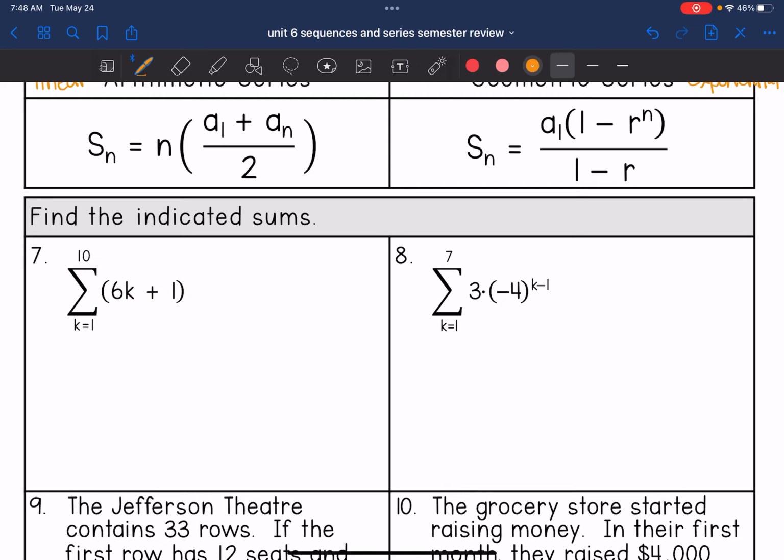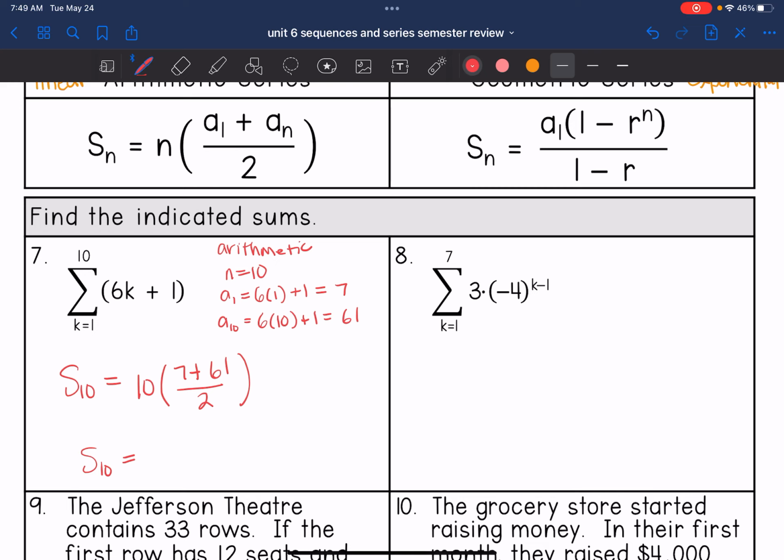I need to know a sub 1. So to find a sub 1, use that formula and plug in 1 where the k is at. So that gives me 7. And I need to know a sub n. But if n is 10, I need to know a sub 10. So plug in 10 to that formula, and that gives me 61. So now I have everything I need to go in the formula. We can plug these numbers in. So s sub 10 equals 10 times (7 plus 61) divided by 2. And we're just going to put that whole thing into the calculator. And I get 340.